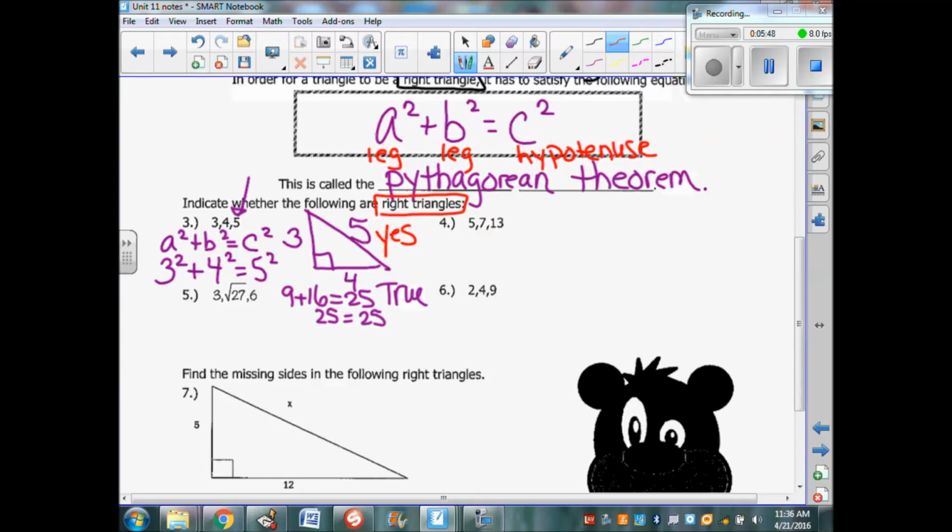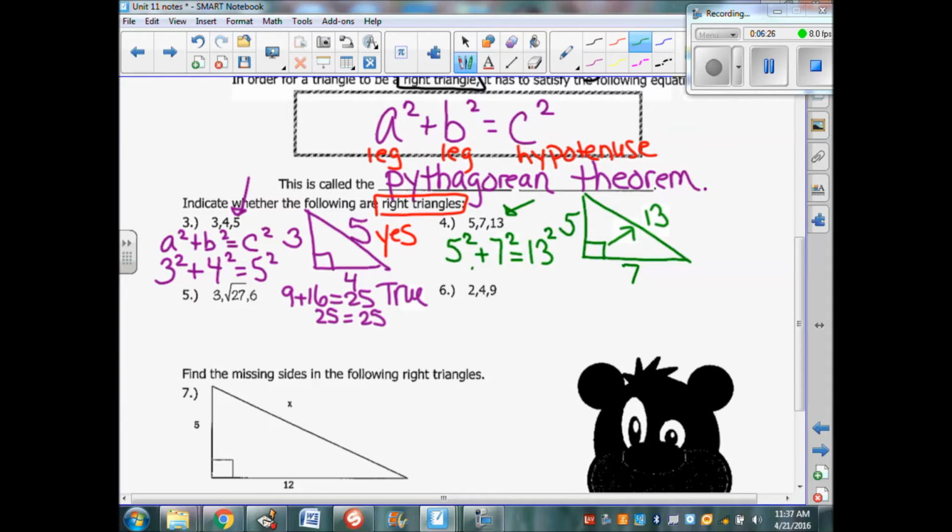So let's jump down to, no, let's not jump. Let's go to number 4. So again, I'm going to draw my right triangle. The biggest side is 13, so I have to put that one in the hypotenuse. The hypotenuse is always across from the right angle. The other two sides are the legs, and it doesn't matter where you put them. Now let's see if we can say leg squared plus leg squared, does it equal the hypotenuse squared?